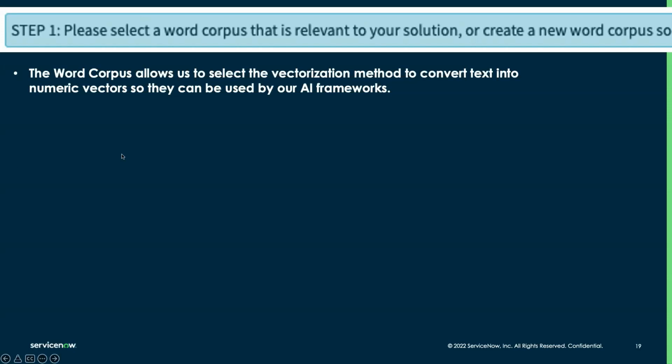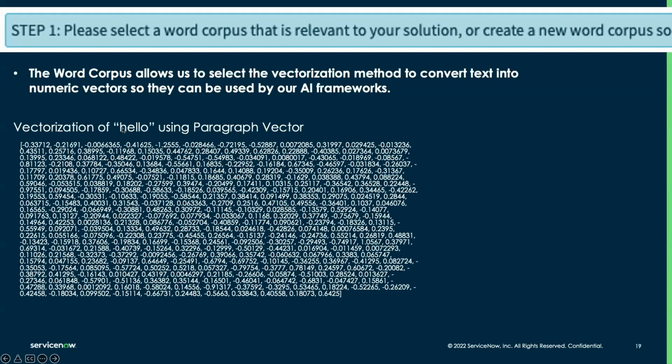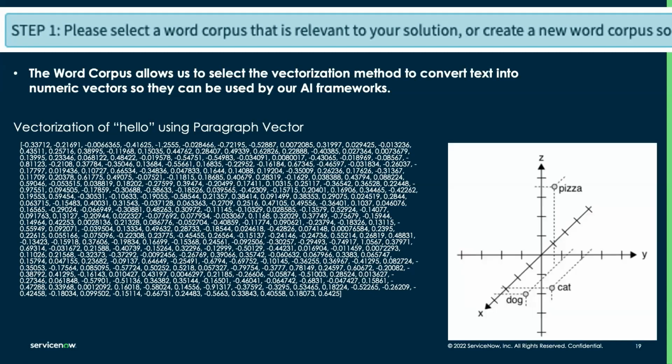And here's an example of vectorization of hello using our paragraph vectorization method. It creates this big numeric vector. It's not just converting the hello; when we run vectorization, all these different data points, these different numbers, show the relationship of hello to other words like goodbye, right? Or greeting. And so we do that because now it's a number, we can plot those words into n-dimensional space, and then we can run linear algebra functions against it.